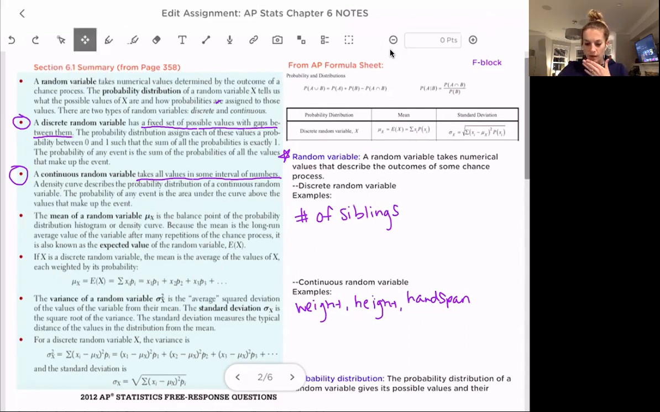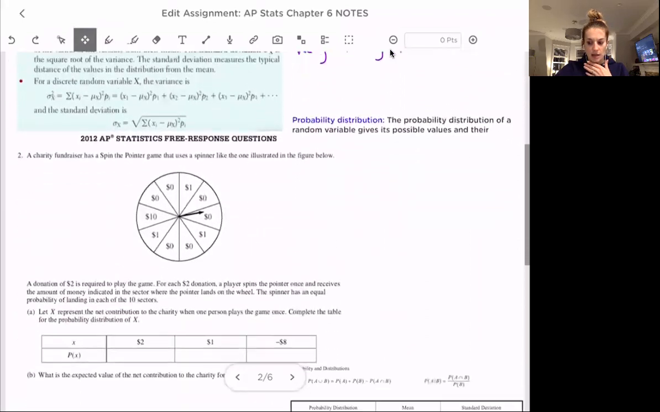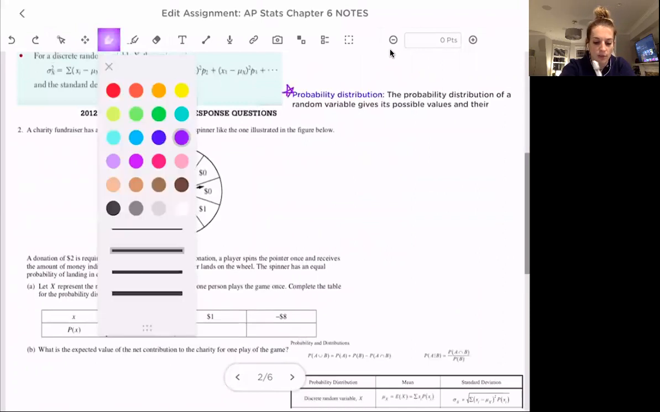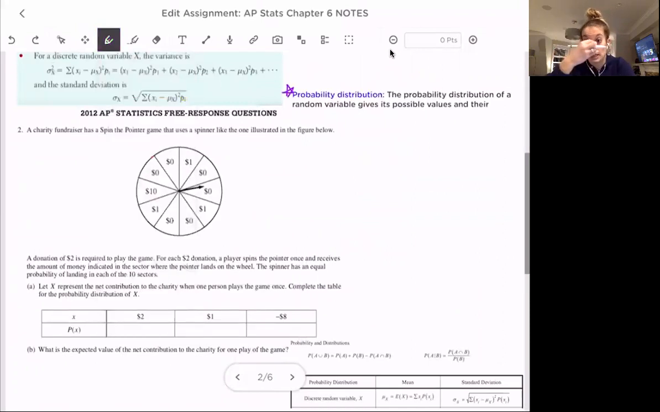All right, and now we're going to take a look at a free response question from the 2012 test that actually gets at the concept of a probability distribution. So we are going to be looking at a random variable in this problem. And before we begin, let's just make sure that we all have the same definition of what a probability distribution is. So the probability distribution of a random variable gives its possible values, the values the variable can take on, and their probabilities.